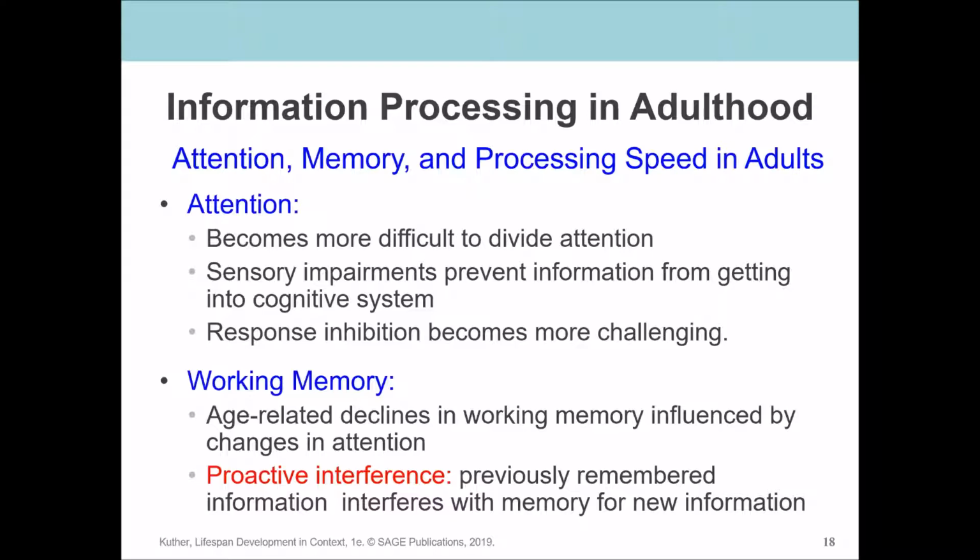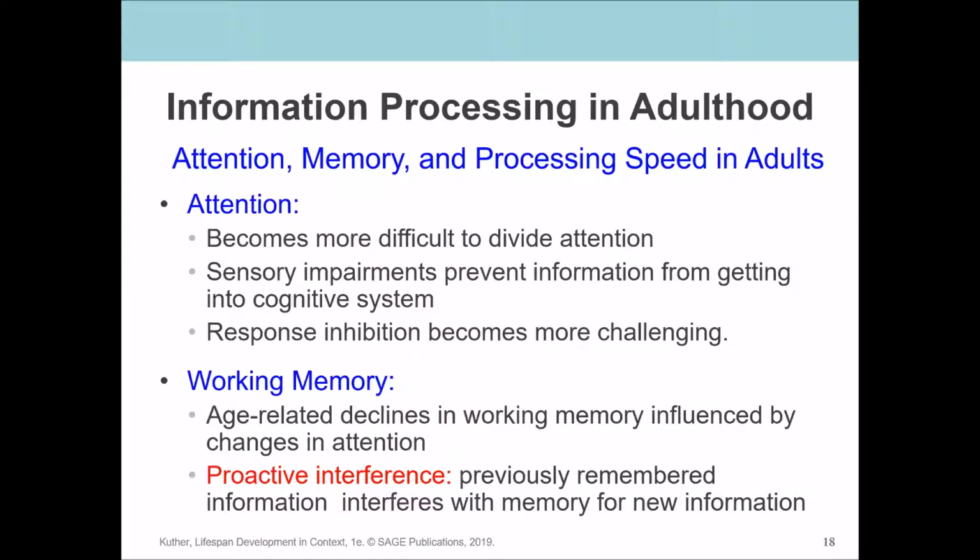And adults find it increasingly difficult to resist interference from irrelevant information and stay focused on a task. So greater difficulty with ignoring everything else that's irrelevant and just focusing on the one thing that they need to focus on. That becomes a little bit more difficult to do.